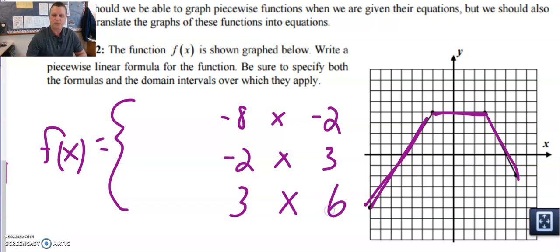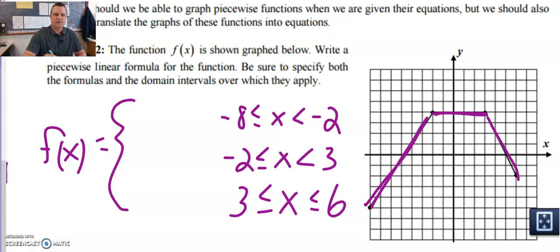That is 6. Okay? Now, the -8 is included, so it has to have the less than or equal to, as well as the 6 is included, so it has to have the less than or equal to. Now, it can go either way. So I can have a less than here, and then a less than or equal to. I don't want to have two equal signs at the -2 or the 3.